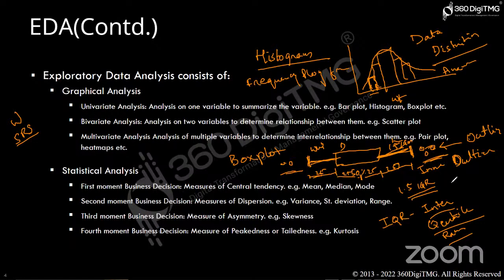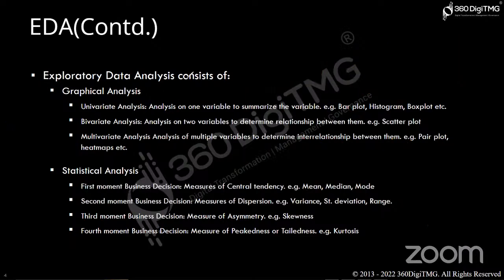Here we can also detect data distribution. So this box, if it is lying a bit this side, that means data is skewed. If it is lying this side, then also data is skewed. If it is in the center, then data is normally distributed. So this is all about univariate analysis.